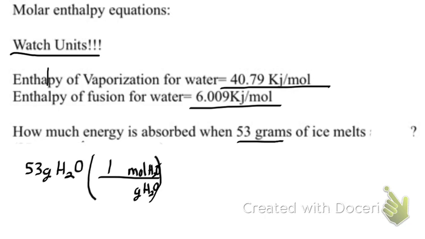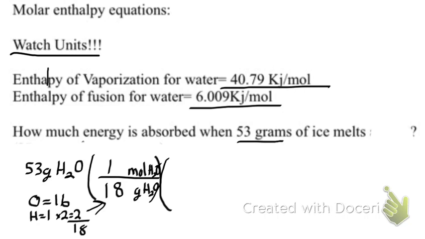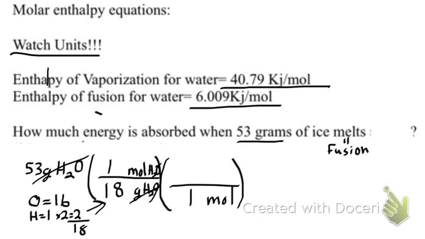We know that in 1 mole of water we have 18 grams of water. We know that because if you look at the atomic masses on the periodic table, oxygen weighs 16 grams per mole, hydrogen weighs 1, but we have 2 hydrogens, so 16 plus 2 is the 18 that we get right here. Cancel out our grams, now we need to cancel out moles. Always 1 mole, and now because we're talking about melting, which is fusion, we want to use our heat of fusion number, 6.009 kilojoules.